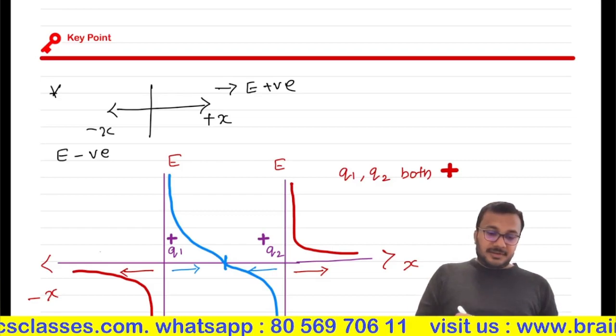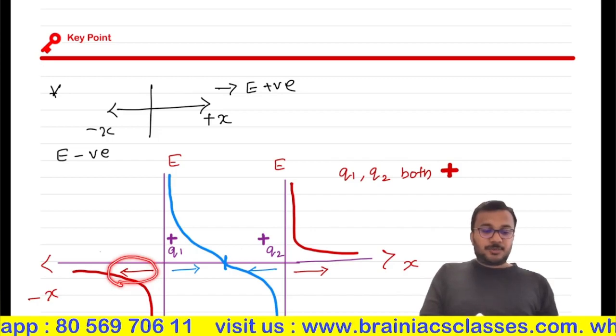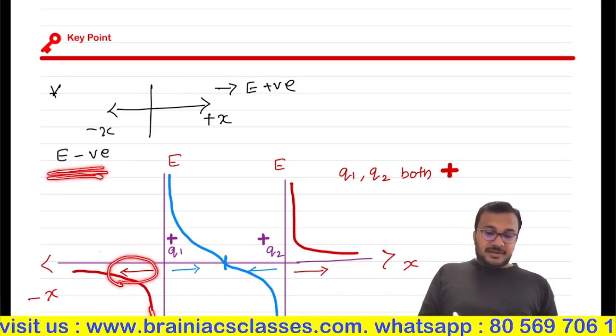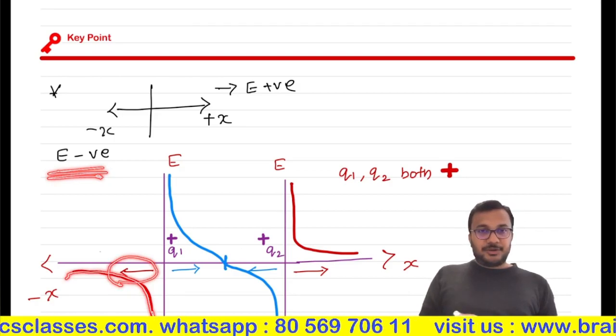So here the electric field lines are going left. Left-going electric field is what value? Negative. So it should start from here and go like this. Why is it coming like this? Why is it going to infinity?